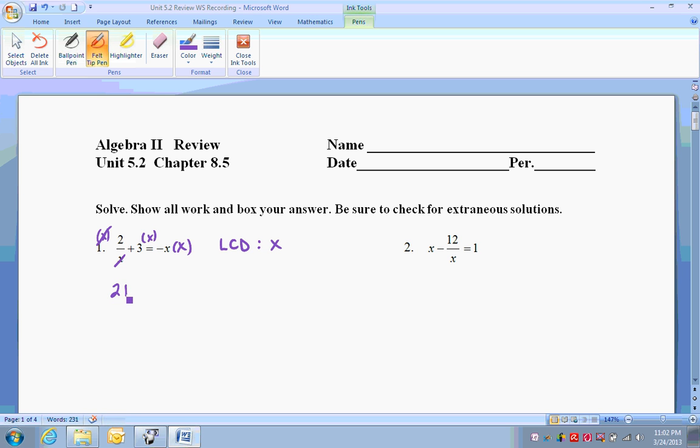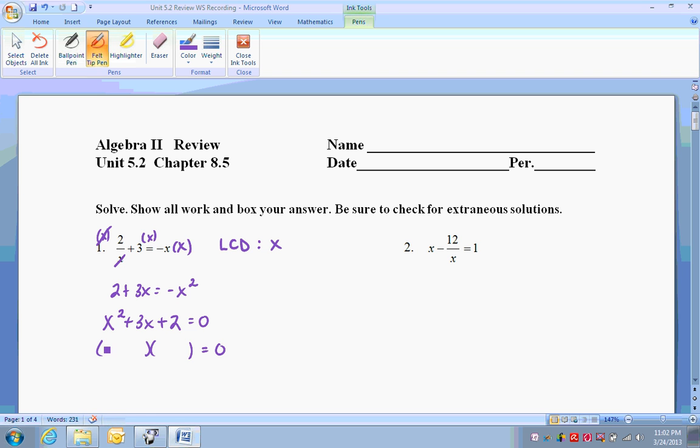So I end up having 2 plus 3x equals negative x squared. Because I have an x squared term, I'm going to set it equal to 0. So I bring this negative x over to the other side, so it becomes a positive x. Then I want this 3x to come next so it's in standard form, and then I bring the positive 2. I set it equal to 0, and I factor it.